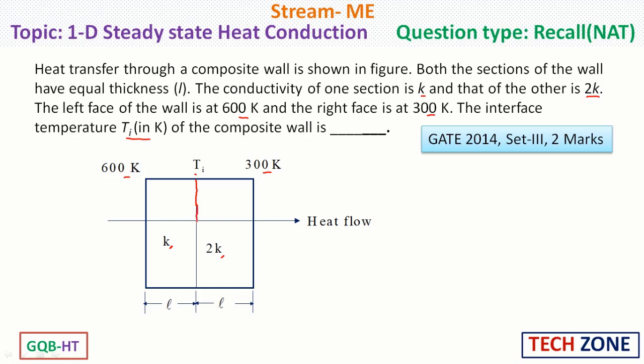So this interface temperature we need to determine. In order to determine this, in the question it was given that both the sections of the wall have equal thickness. For that, as we know that under steady state conditions, whatever is the heat transferred in the first section will be equal to the heat transferred in the second section.